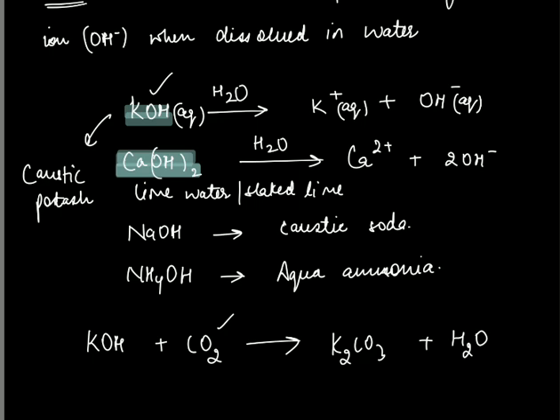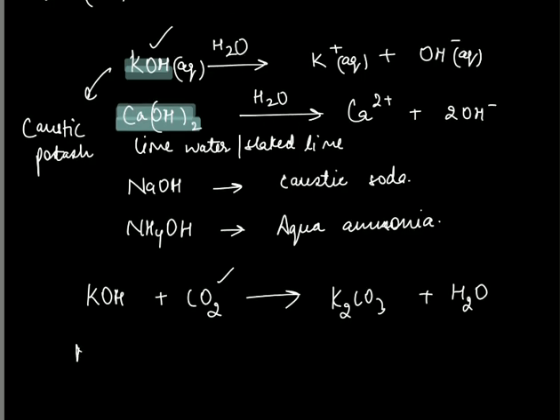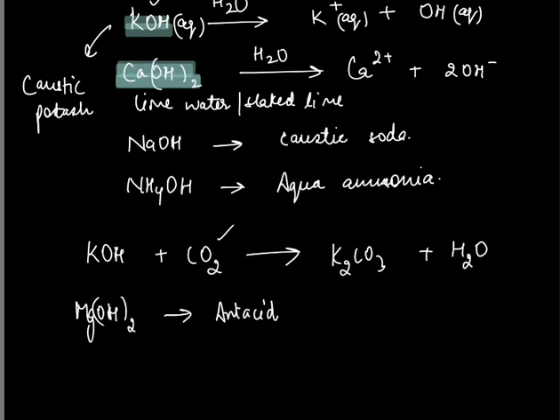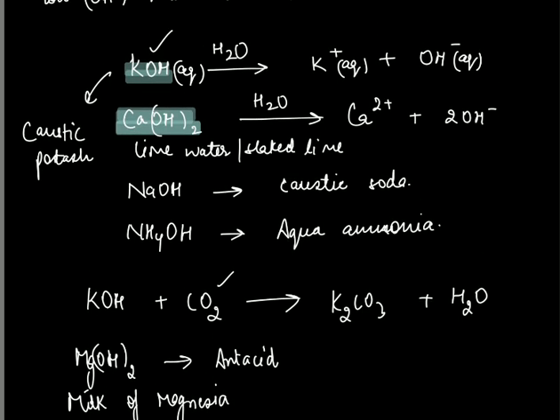We even have magnesium hydroxide. This is used as a very famous antacid to remove acidity from the stomach. We also call it milk of magnesia. And ammonium hydroxide is very useful for removing grease stains and for cleaning window panes.